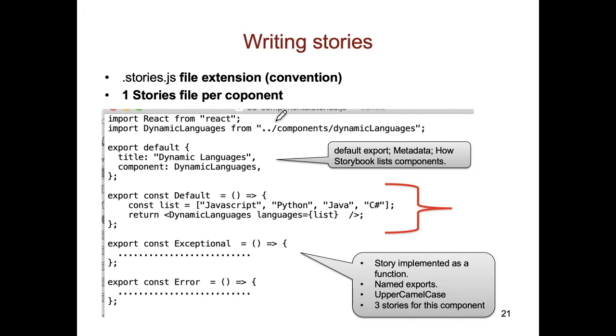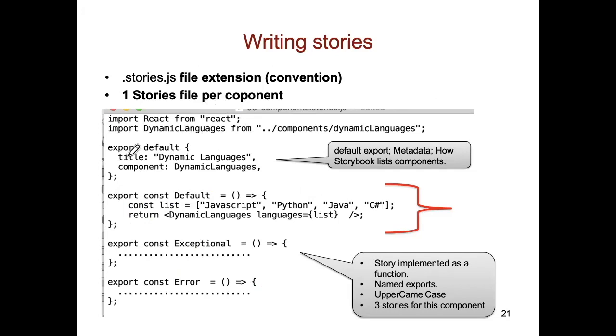Now you have to follow a particular pattern in these story implementations, and I'm showing you an excerpt here from the stories implementation for my dynamic languages component that we've looked at so far. So clearly I'm importing React. Also, I am importing my component, which looks like it's been implemented over here. Now, in this file, you've got to have a default export and named exports. The default export has to be an object structure, and the properties of that object are prescribed.